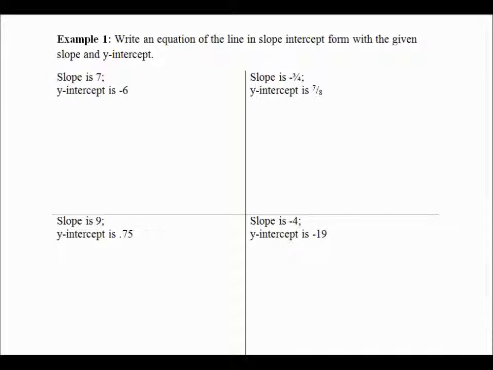The lesson that we're doing today is fairly short and fairly simple. Our objective is to write an equation of a line given the slope and the y-intercept. We are going to write the equations in slope-intercept form. So let's go ahead and get started.